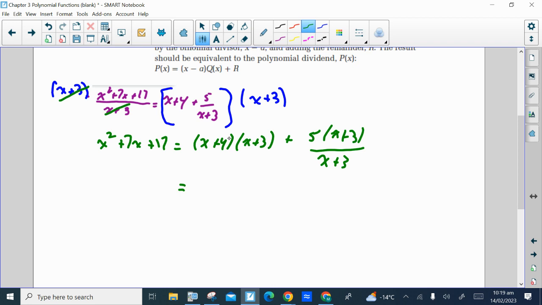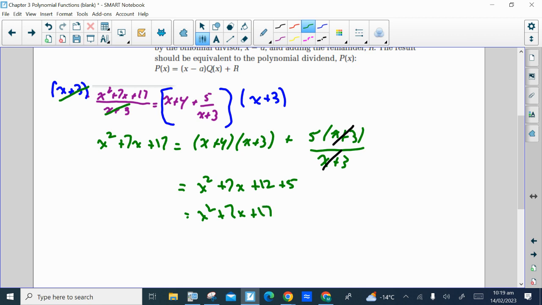So when I FOIL out these binomials, I'm going to get x squared. The outer product is 3x, plus the inner product is 4x. That gives us 7x. And then 3 times 4 is 12. And then for the second part, the x plus 3's cancel, and you're just left with plus 5, which gives us x squared plus 7x plus 17. The same thing that's on the left.